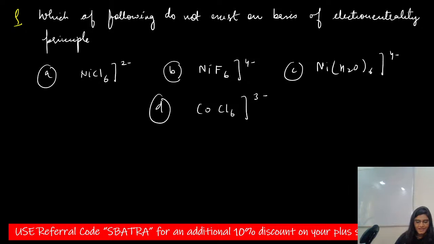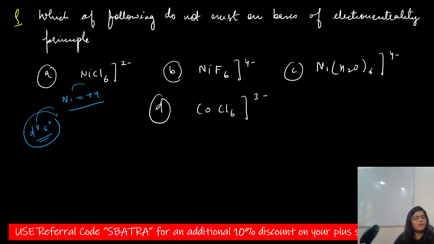All right, guys, let's start solving this question. In this particular question, nickel's oxidation state is +4. Nickel has a d8s2 system, and with oxidation state +4, that means it's a d6 system. So we have 6 electrons and 6 ligands.